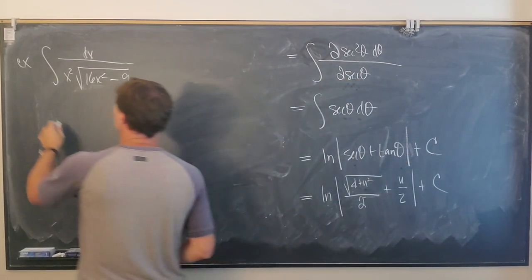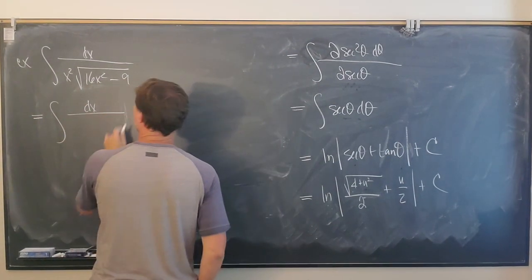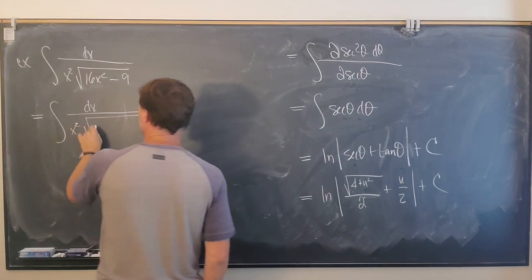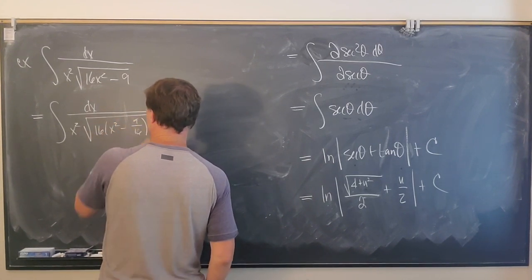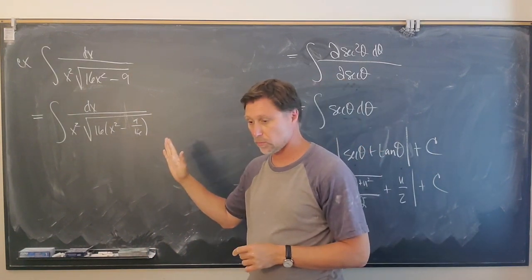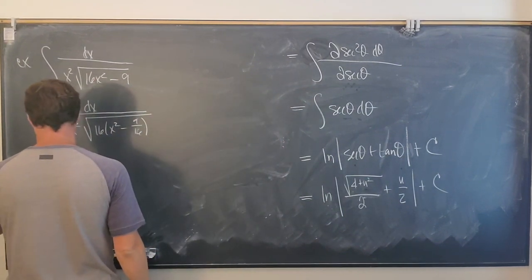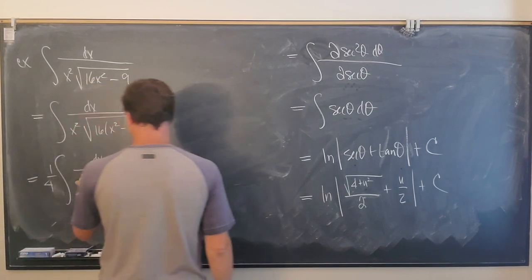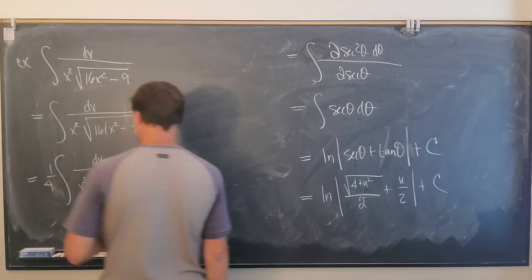And so that would go like this, dx over x squared times the square root of 16 times x squared minus 9/16. And then we can pull the 16 out of the square root, which becomes a 4, and then all the way out of the integral. So this would become 1/4 integral dx over x squared square root of x squared minus 9/16. Now it's set up to do substitution.